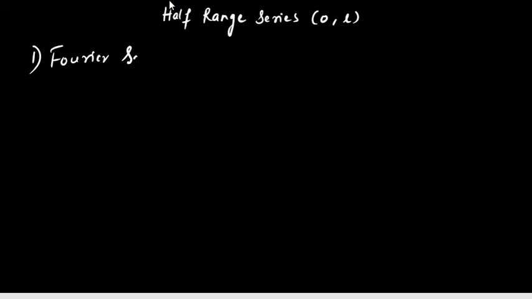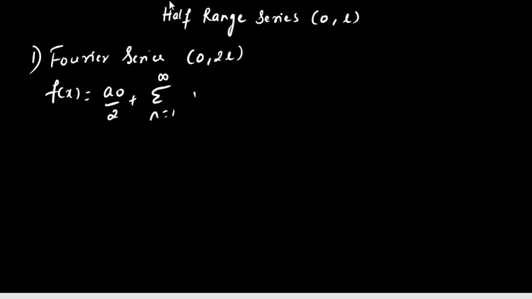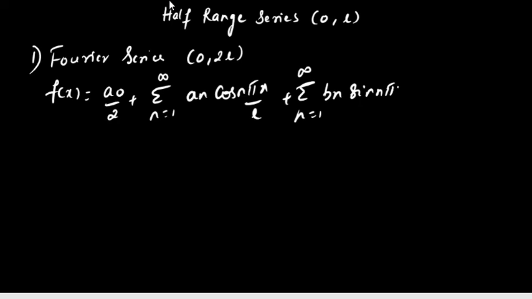So Fourier series is defined for the interval 0, 2L, and the function f of x is equal to a naught by 2 plus summation n is equal to 1 to infinity a n cos n pi x by L plus summation n is equal to 1 to infinity b n sin n pi x by L, where it is a combination of both cosine function, sine function along with the constant.